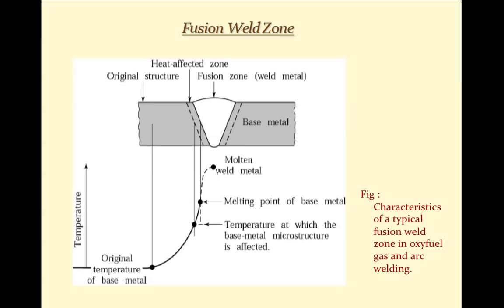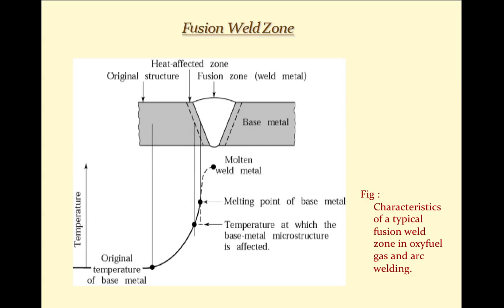The heat affected zone can be like this, which is indicated in the figure. The original structure is there, then the heat affected zone, that is in between the fusion zone and original structure, that is the area where the heat is affected. Due to the heat generated during welding, the structure of the base metal is affected at a certain distance. This zone is called the heat affected zone.